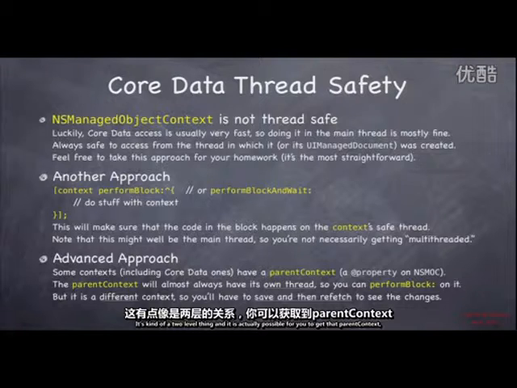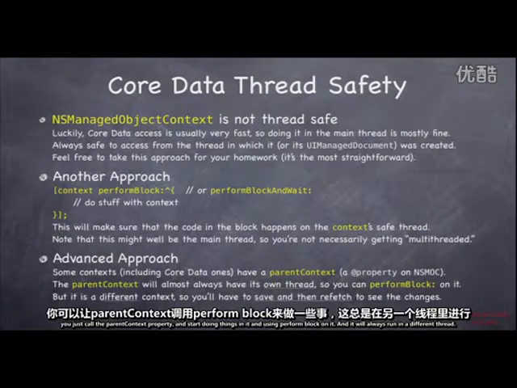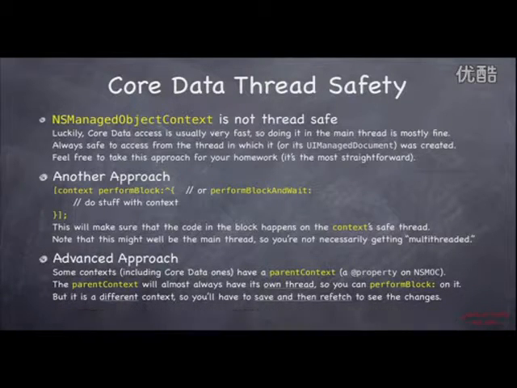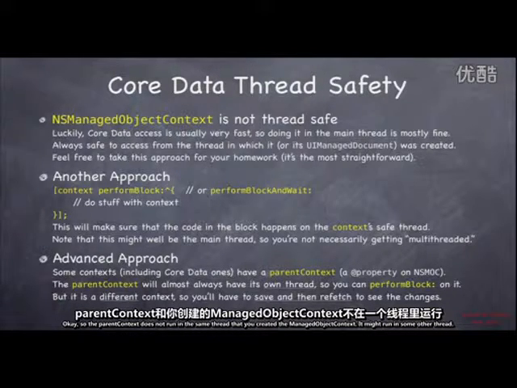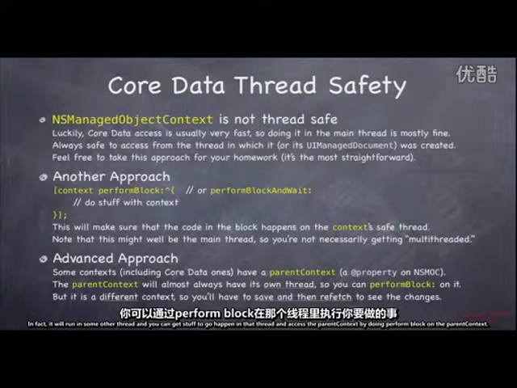And it is actually possible for you to get that parent context. You just call the parentContext property and start doing things in it and using performBlock on it. And it will always run in a different thread. Okay, so the parent context does not run in the same thread that you created the managed object context. It might run in some other thread. In fact, it will run in some other thread, and you can get stuff to happen in that thread and access the parent context by doing performBlock on the parent context.